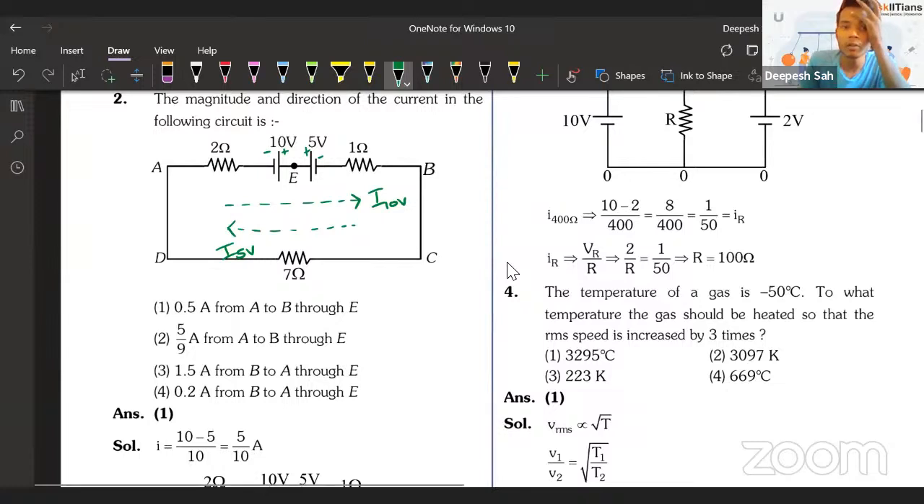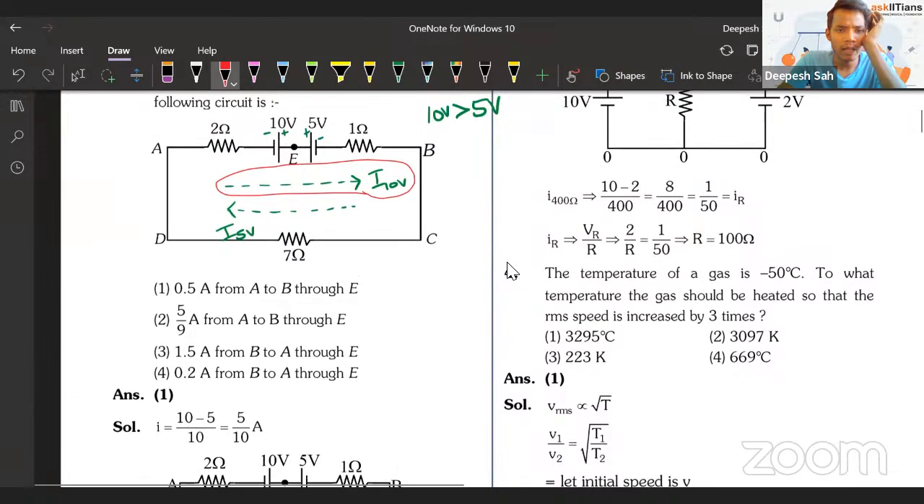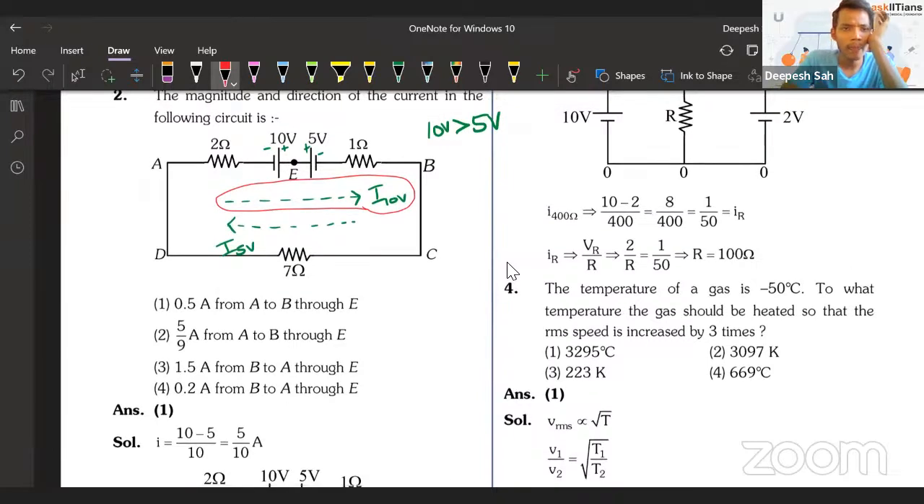But clearly we know that 10 volts is bigger than 5 volts. So the 10 volts will be the dominating one, and this is why this will be the right answer for the direction. I'm not talking about magnitude now, just direction. Quite simple. So the direction will be A to B. Yep, A to B. This will be the direction.